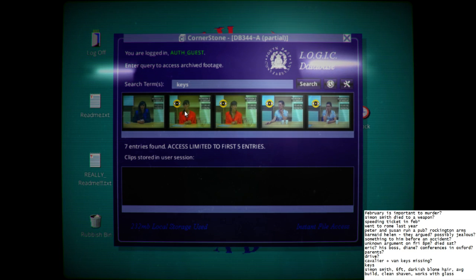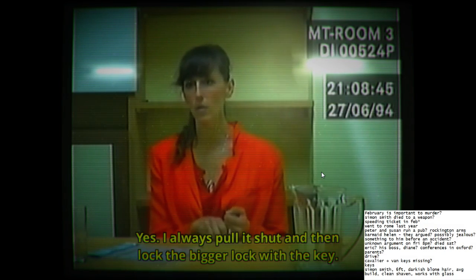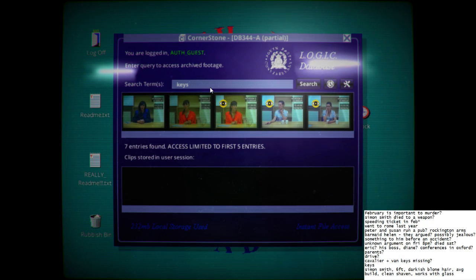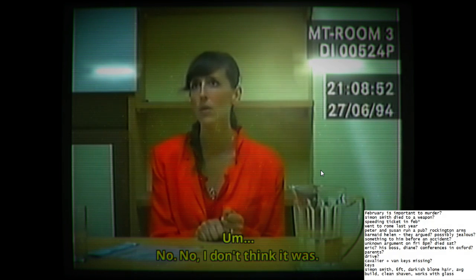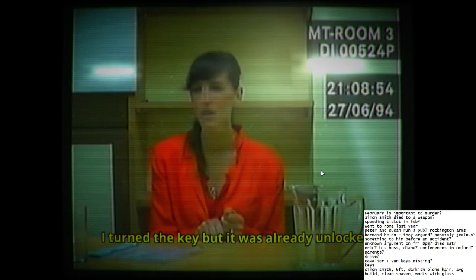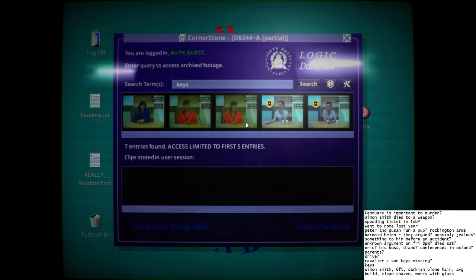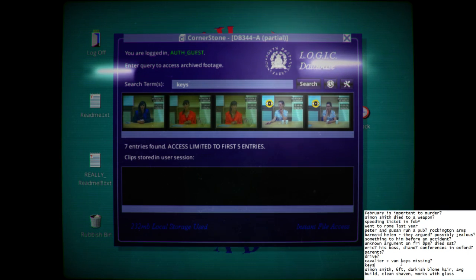Yes, I'm doing a vague search. I'm going to do van keys after. I always pull it shut and then lock the big lock with the key. So she's talking about a gate, potentially? No, I don't think it was. I turned the key but it was already unlocked. So, something was unlocked. We'll find out what was unlocked.